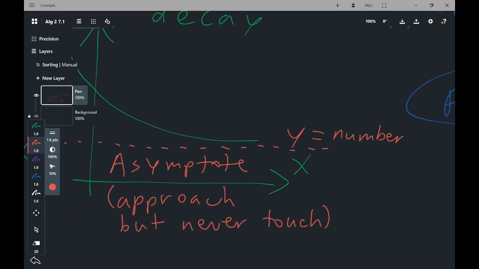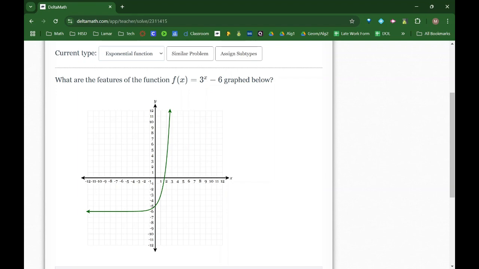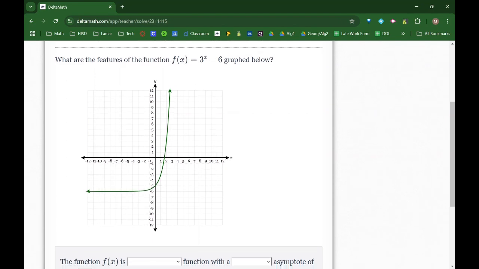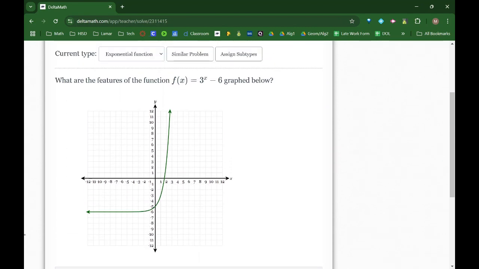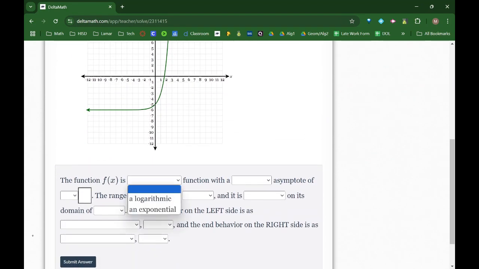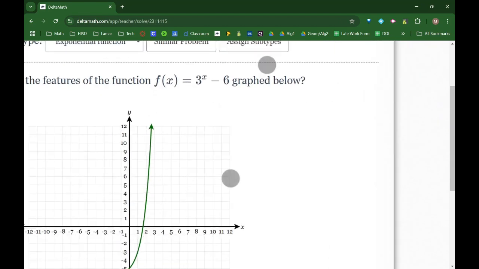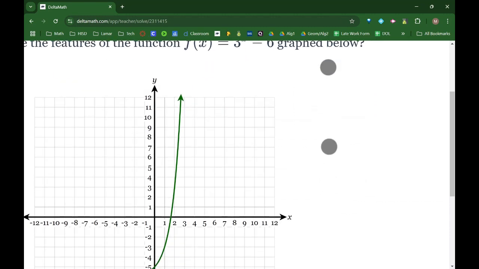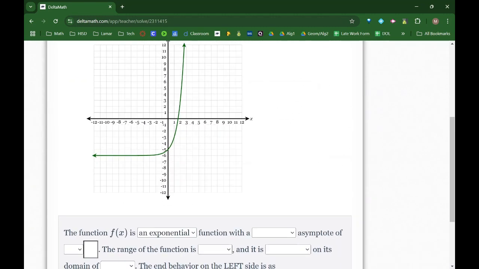Okay, so let's do some problems here using that knowledge. You'll see here in this first category of problem, they're asking us about the features of this exponential function. And let's go through this step by step. So the function f of x is, well, even though I haven't taught you what a logarithmic function is, it's probably an exponential function. And we can see that because this x, remember, is an exponent. That's what makes it exponential.